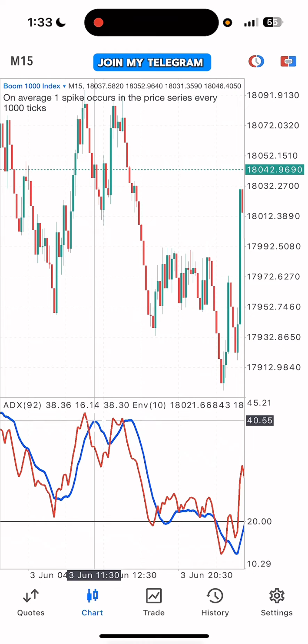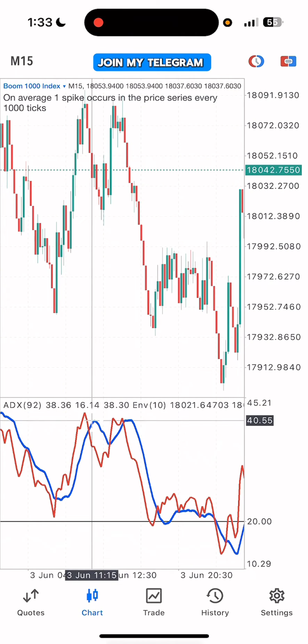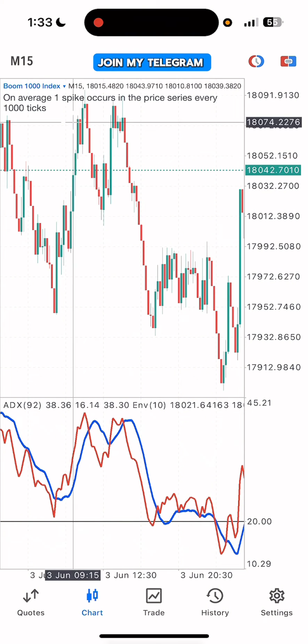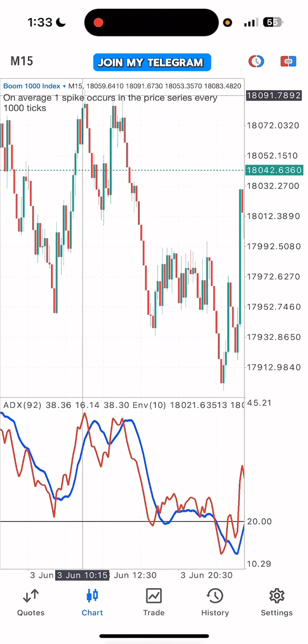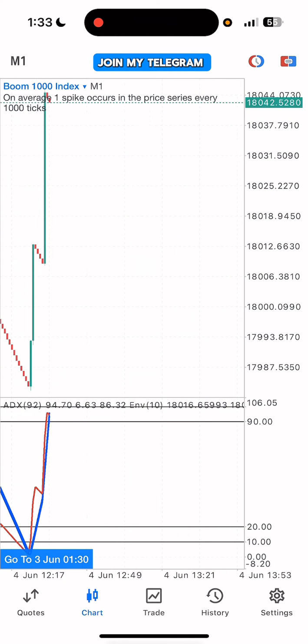Why? The blue line of the envelopes is at the level 90, touching it. Here above, at the level 90 above, touching it, you sell. All right, you sell. And when you're selling, you don't even need to be on the market for a very long period of time. You can even place your sell on the higher time frame, like a 15-minute time frame. Then you go to the 1-minute time frame.